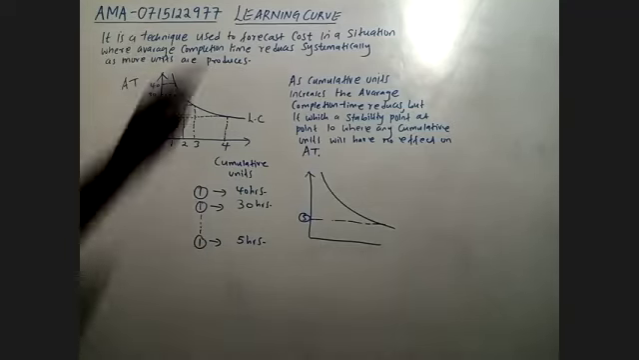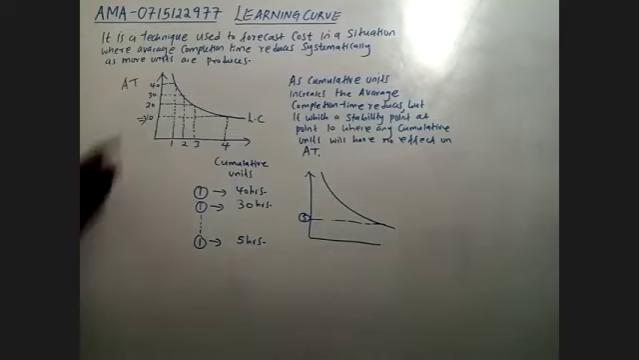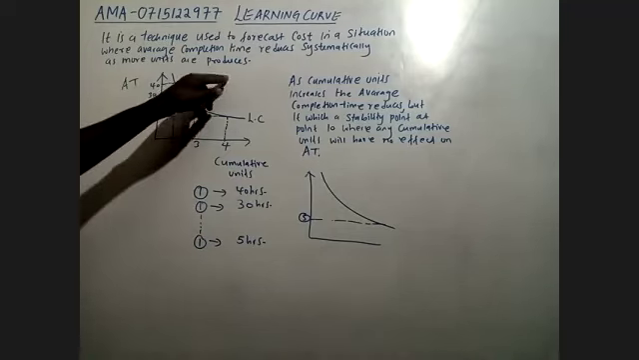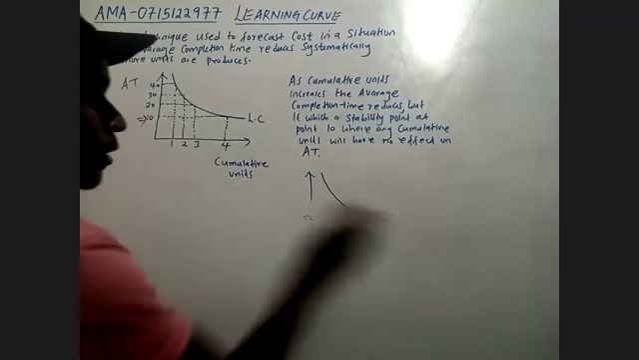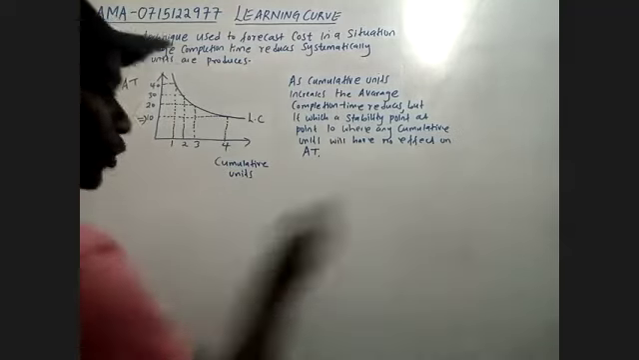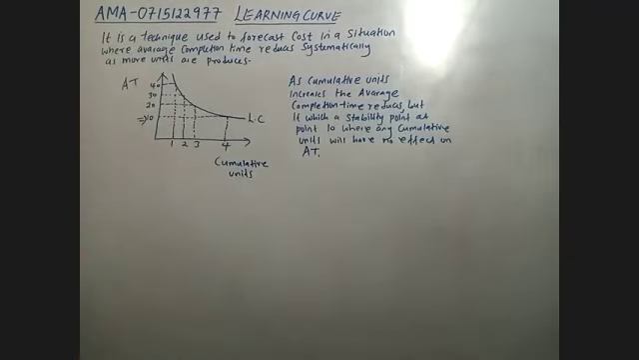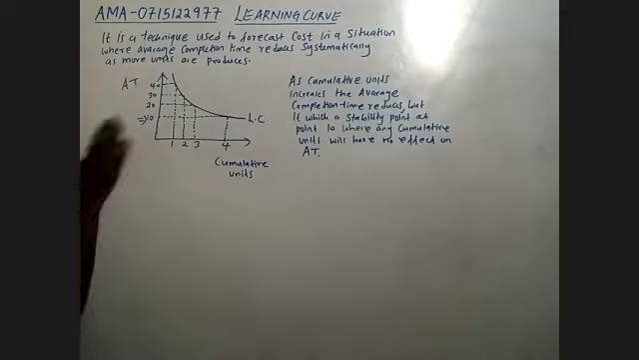So it is a technique used to forecast cost in a situation where average time reduces systematically as we keep on producing more and more units. And remember, it is because of the experience and skills that we get. I think that is well explained. So you keep reducing the time systematically because you are familiarized with the concept of making a table or a chair, whichever. Now let us move on.